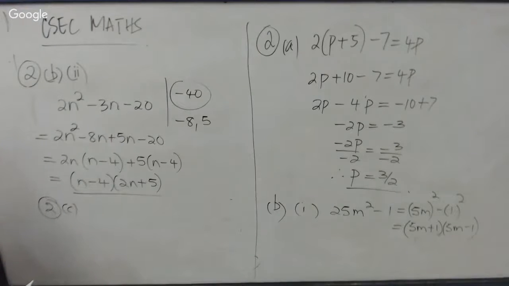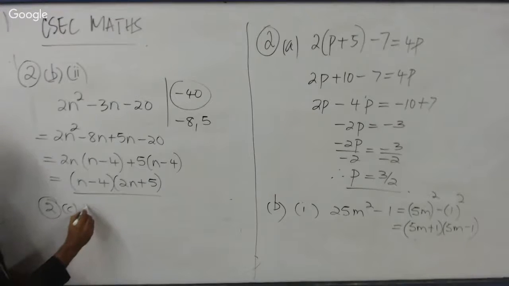2C says a candy store packages lollipops and toffees in bags for sale. 5 lollipops and 12 toffees have a mass of 61 grams. 10 lollipops and 13 toffees have a mass of 89 grams. If the mass of one lollipop is x and the mass of one toffee is y, write down two equations.